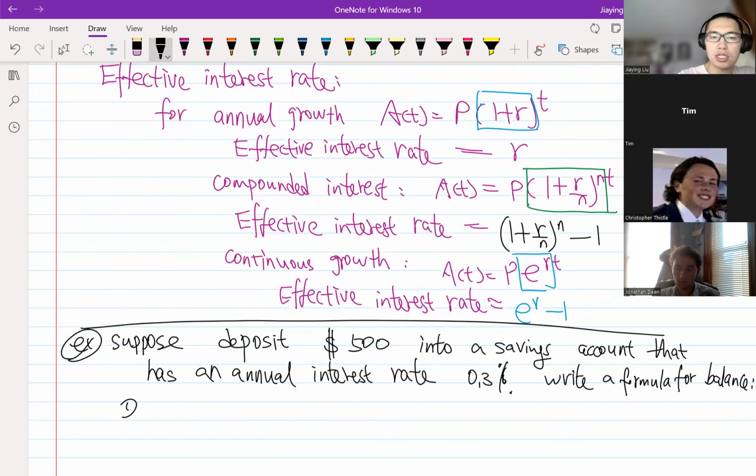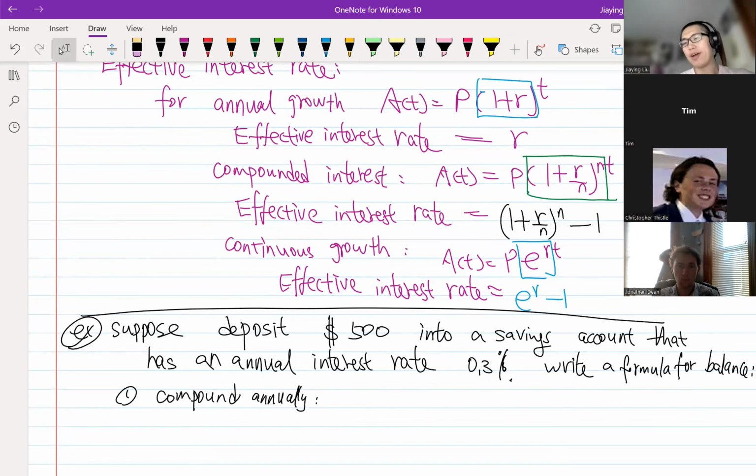So the first case, it says the interest is compounded annually. So what is the balance formula? Well, we have a deposit of 500, so that's the initial value, right? We also have an interest rate, 0.3%, and it's compounded annually. So I can either use the compounded interest formula with n equals 1, or I can use the annual growth model. It doesn't matter, they give us the same.